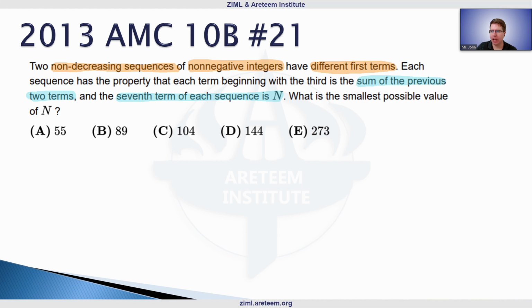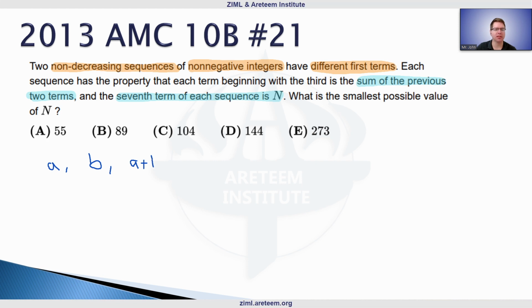If we start out, let's pick some variables and start writing out the terms of the first sequence. We don't know what the terms are that we start with, so let's start with A and B as our first two terms. They're non-negative, they're non-decreasing, so as of now we could have things like 0, 0 or 0, 1. And then A plus B is our next term.